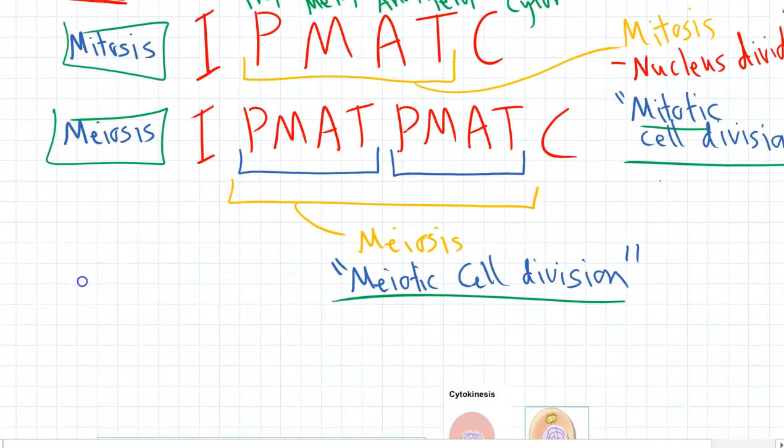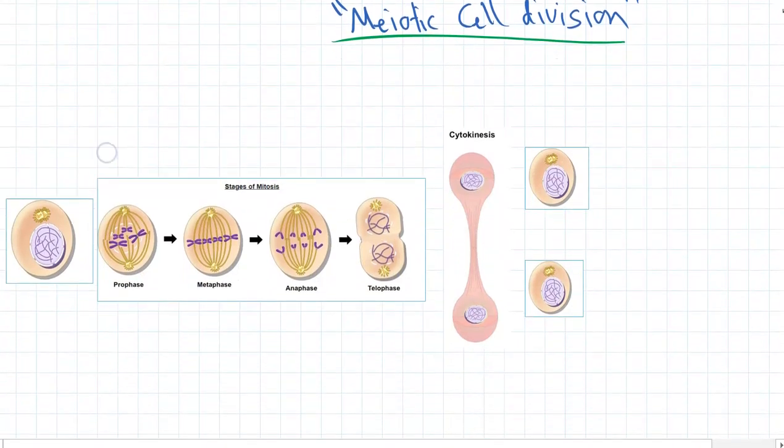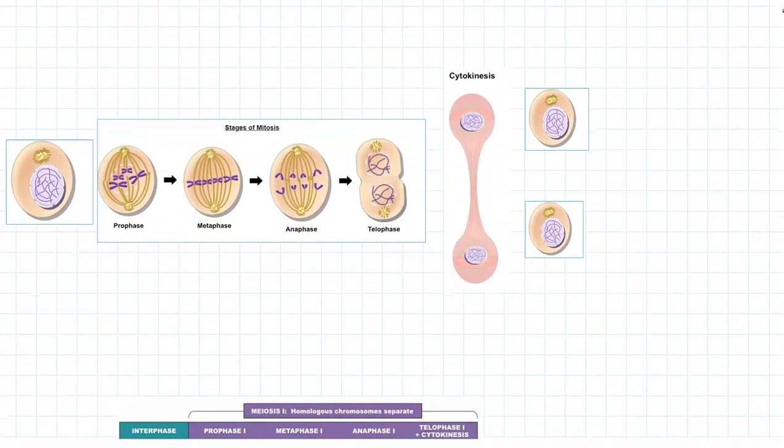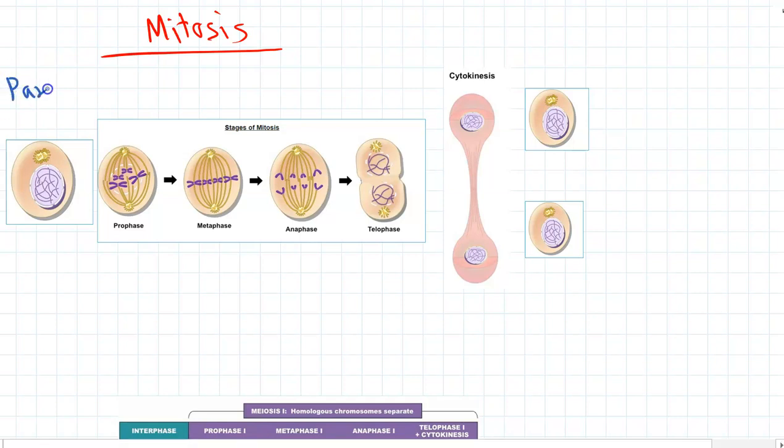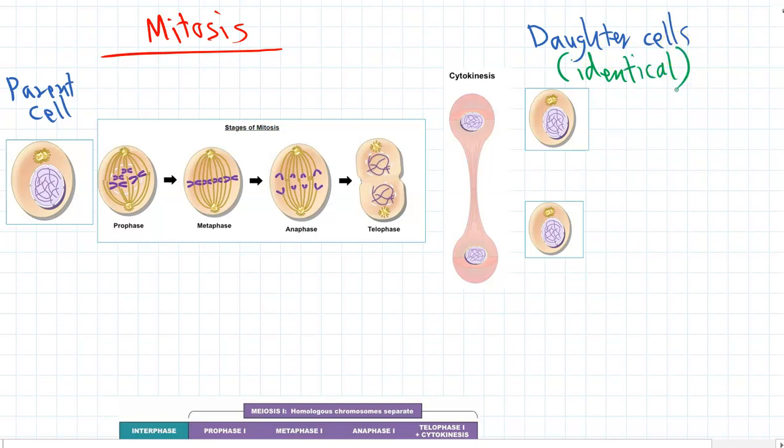Okay, so the next thing is, what do these stages actually look like in the life cycle of cells? So here's mitosis firstly. We're starting off with a parent cell, as we've learnt before, and that parent cell is going to divide into its two daughter cells by the end of the process. And remember, in mitosis, these daughter cells are identical to the parent cell. They've got exactly the same DNA and chromosomes that the parent had.